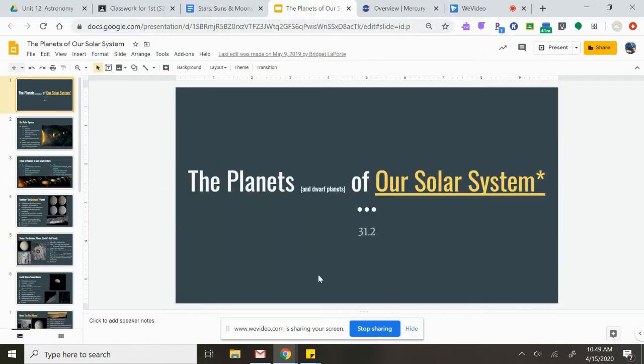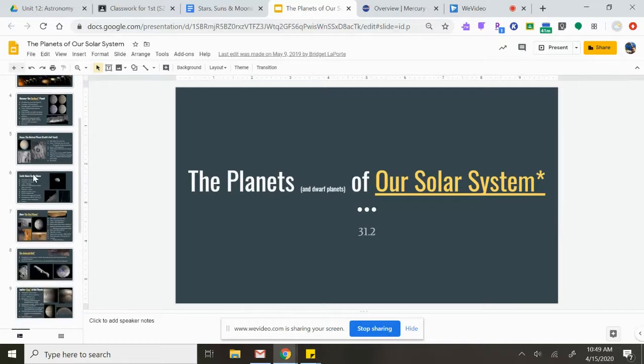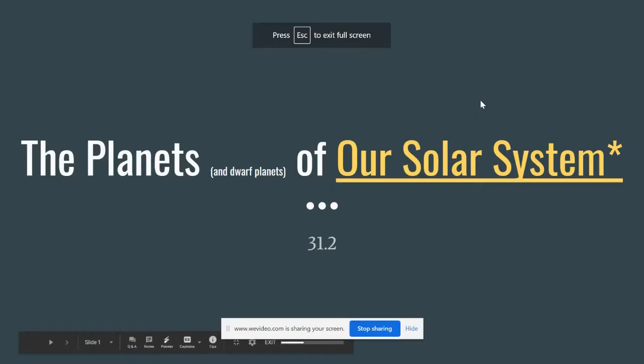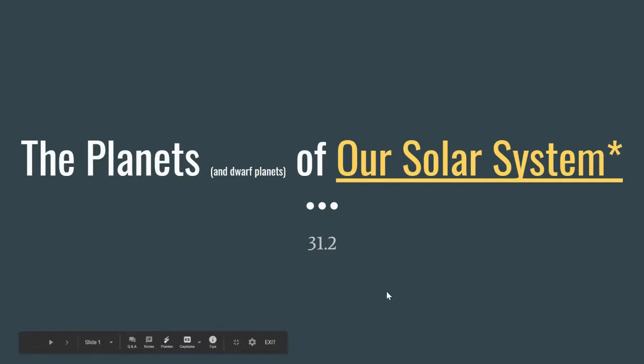Again, we are starting with the planets of our solar system, and today we will be working on the inner planets. So we're going to go all the way through to the asteroid belt today. All right, so our planets and the dwarf planets of our solar system, definitely check out this link as it's a nice overview of the planets and our solar system.